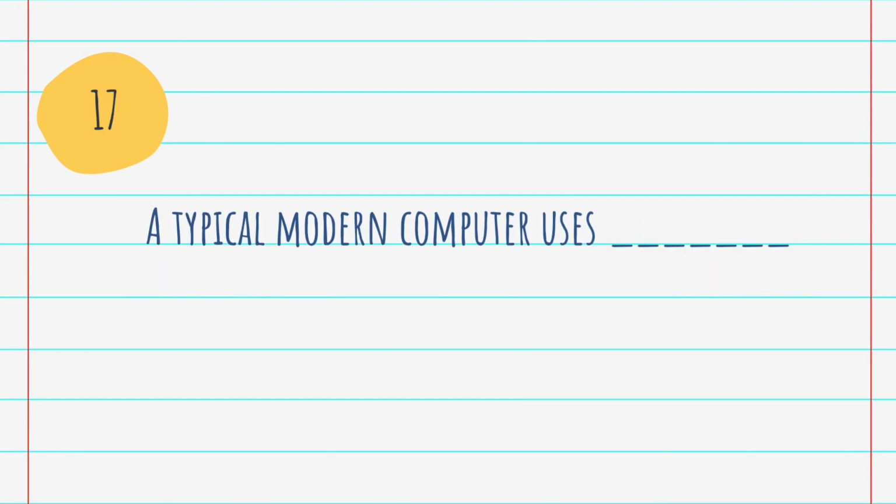Question number 17. A typical modern computer uses? Answer is LSI chips. Actually, LSI technology, that is large scale integration, was conceived in the mid 1970s when computer processor microchips were under development. LSI is the process of integrating or embedding thousands of transistors on a single silicon semiconductor microchip.